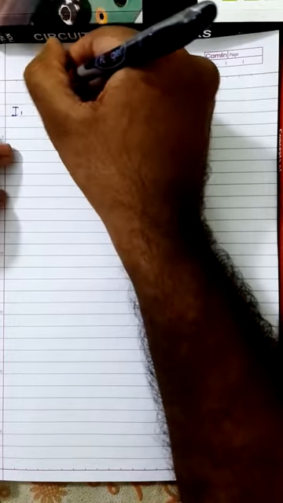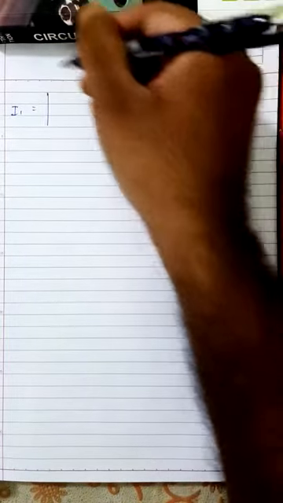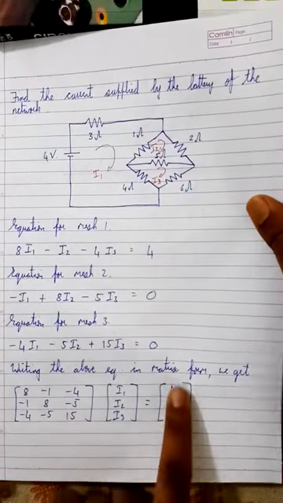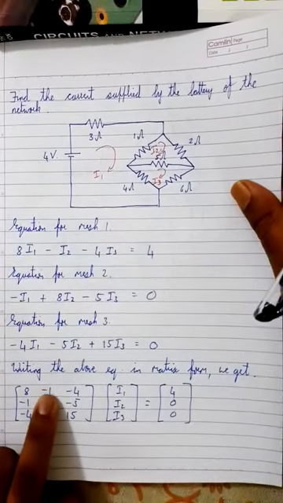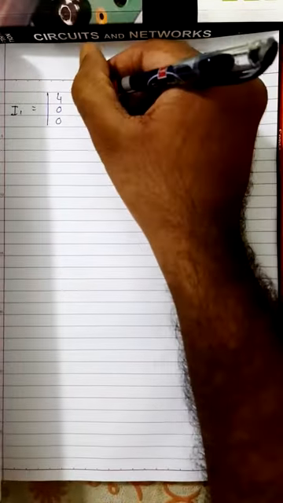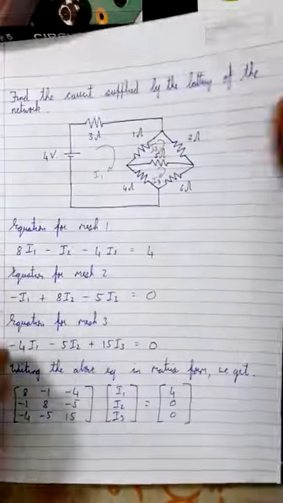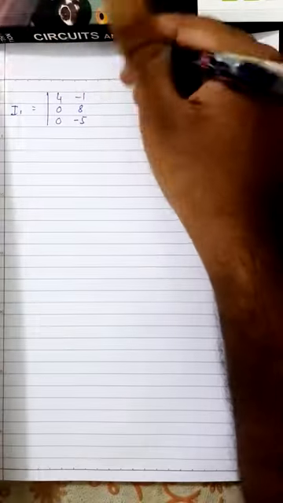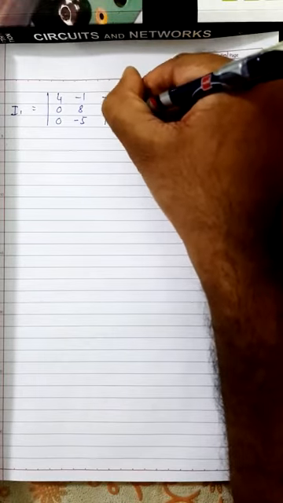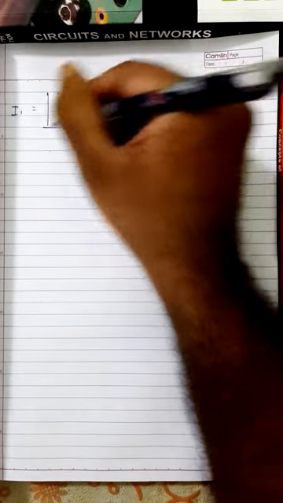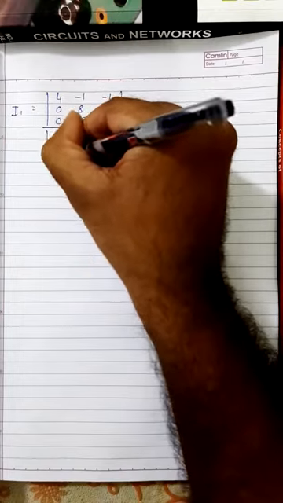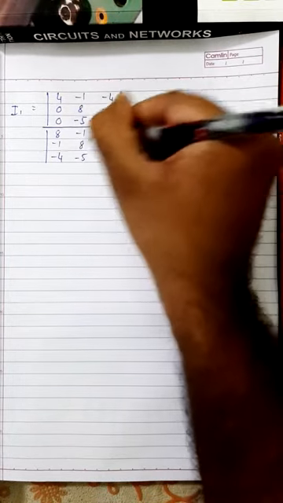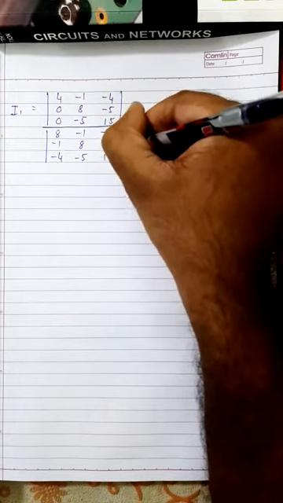The value of I1 is the ratio of the determinant of the matrix in which the first column is replaced by 4, 0, 0, and the remaining columns stay the same: minus 1, 8, minus 5; minus 4, minus 5, 15, divided by the determinant of the coefficient matrix: 8, minus 1, minus 4; minus 1, 8, minus 5; minus 4, minus 5, 15.